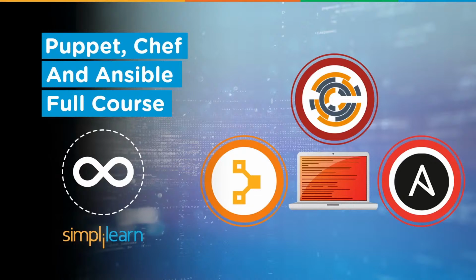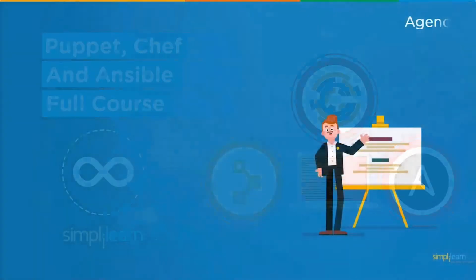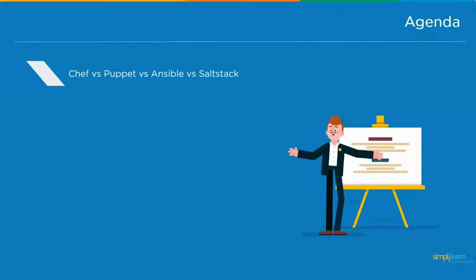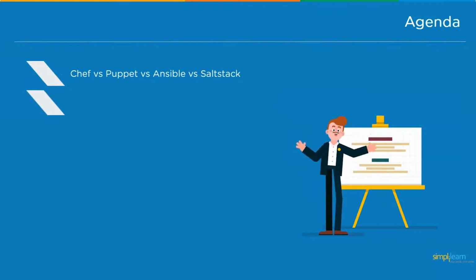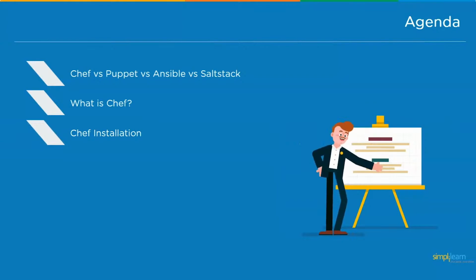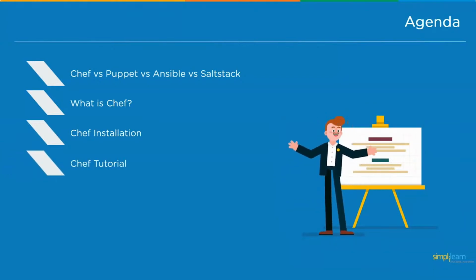In this full session, we will learn about Puppet, Chef, and Ansible from scratch, right from their installation to a full-fledged use case. We will begin the session with the comparison between Chef, Puppet, Ansible, and SaltStack. Followed by that, we will learn what is Chef. Then, we will learn the installation of Chef in our local system. Once the fundamentals are done, then we will start with a complete tutorial where you can learn Chef with us with the perfect hands-on experience.